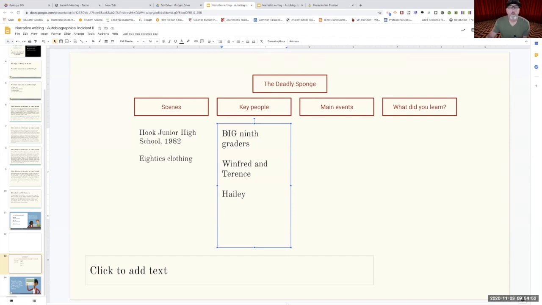So Winfred and Terrence. What are some adjectives that I could use to describe them? Bearded, that threw me. I'm here in a class with bearded middle school students. That was weird. Bearded, they were big.